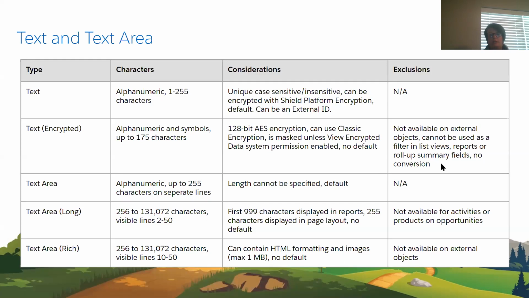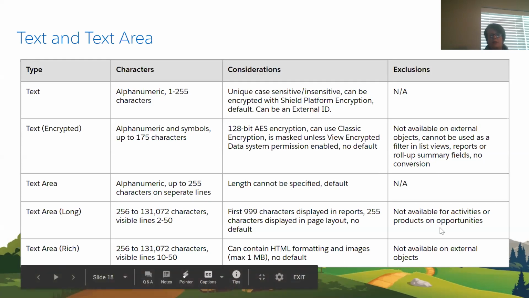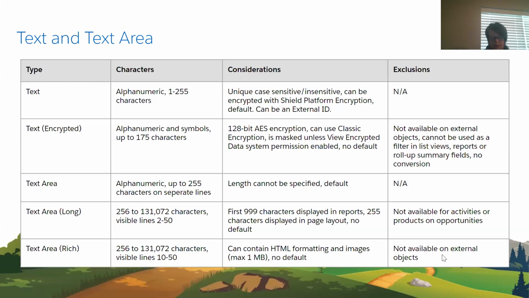So from an exclusion perspective, text encrypted is not available on external objects. It can't be used as a filter in list views, reports, or roll-up summary fields, and there's no conversion, which I think Scott mentioned in his presentation. Text area long fields aren't available for activities or products on opportunities, and text area rich fields are not available on external objects.